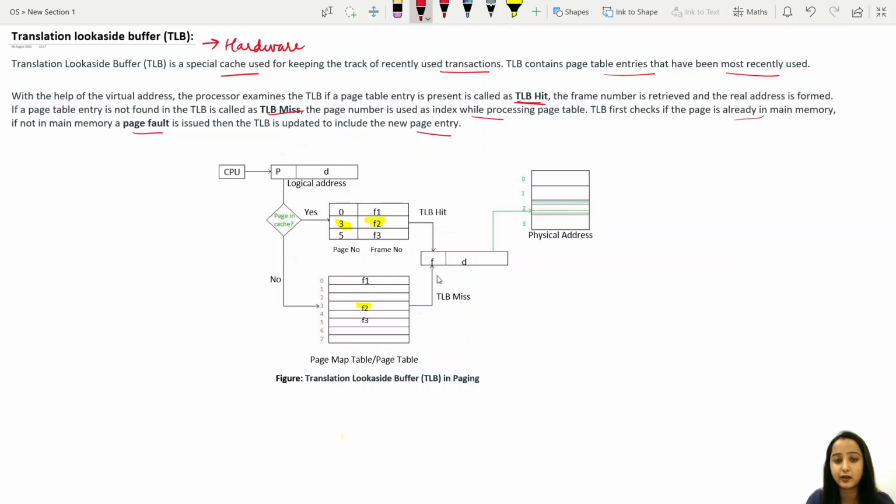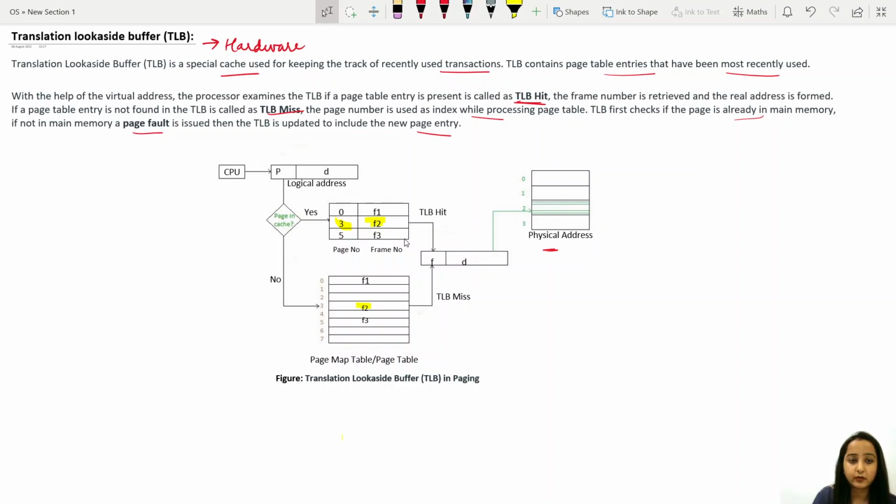If it is not found in the TLB, there will be a TLB miss. Whenever there is a TLB miss, and after that I still do not find that particular frame in the physical address, then that page is not found in the frames present in the physical memory, and a page fault occurs. Then the TLB will update with the new page entry. This is the concept. Just to speed up the execution, the TLB concept came here.